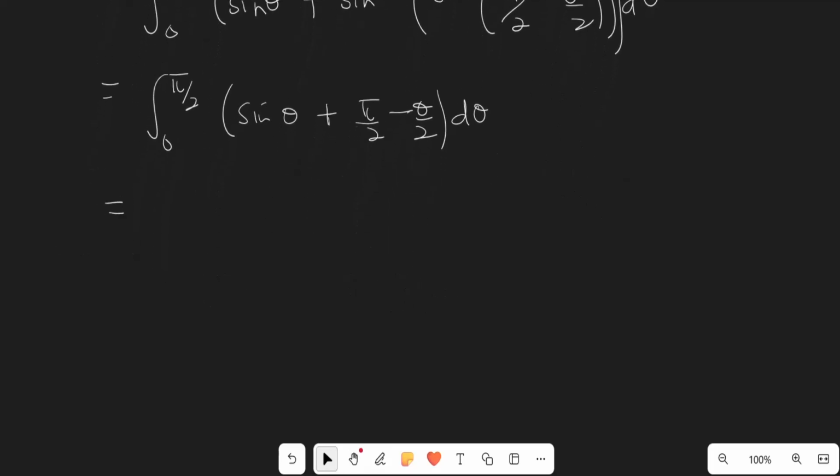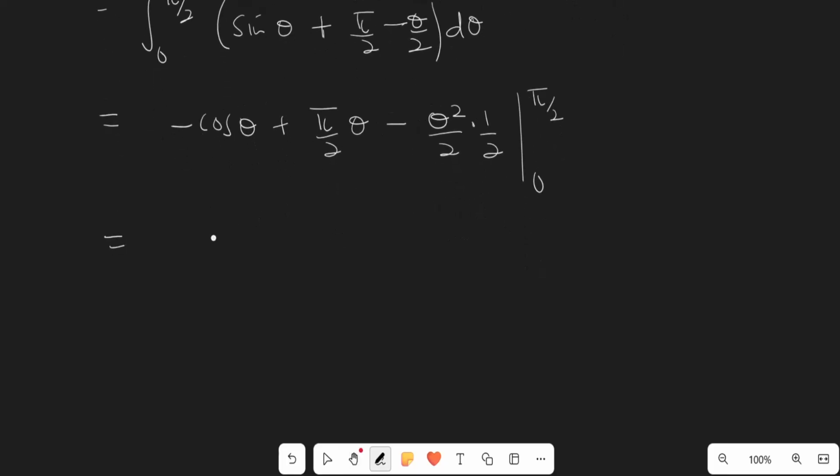We are now ready to integrate. Integrating sine theta is negative cosine theta. Plus, integrating this is a constant, that is pi over 2 times theta, minus this one is theta squared over 2 times 1/2. You're integrating that from 0 to pi over 2. In the end, what do we get? We are going to have pi theta over 2 minus theta squared over 4 minus cosine theta from 0 to pi over 2.